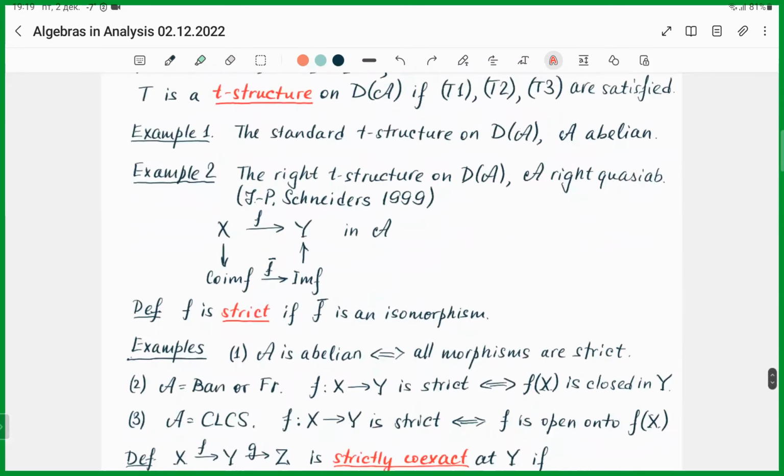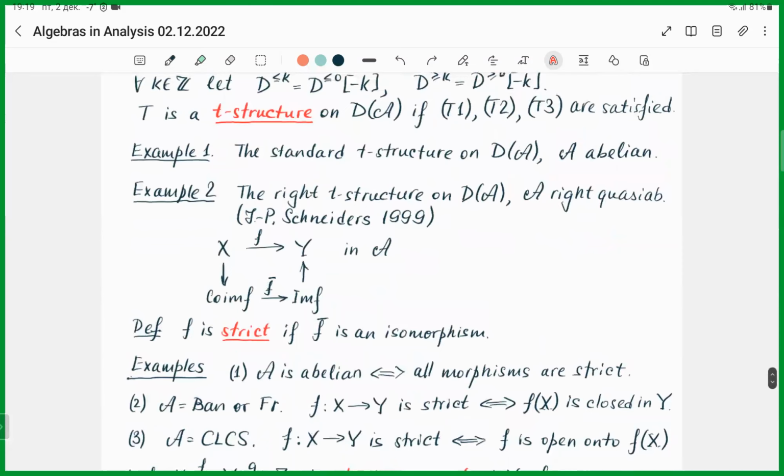Here are some concrete examples of this notion. First of all, if the category A is abelian, then all morphisms in A are strict. And in fact, this property characterizes abelian categories. If A is the category of Banach spaces or the category of Fréchet spaces, then it's rather easy to show that a morphism F is strict if and only if its range of X is closed in Y. This easily follows from the open mapping theorem.